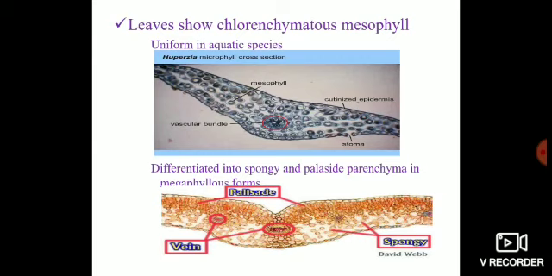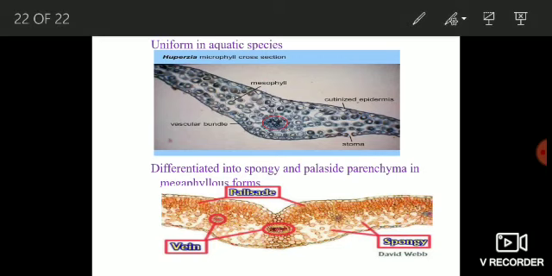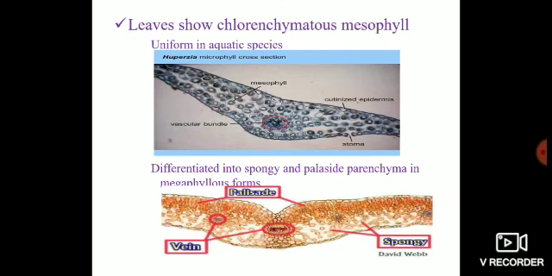Now the anatomy of leaves. The leaves in pteridophytes are composed of chlorenchymatous mesophyll. Chlorenchyma is a type of parenchymatous tissue, and that parenchymatous tissue present in the leaves is known as mesophyll. Chlorenchymatous mesophyll means those cells which are green colored because of chloroplasts. And this chlorenchymatous mesophyll varies.